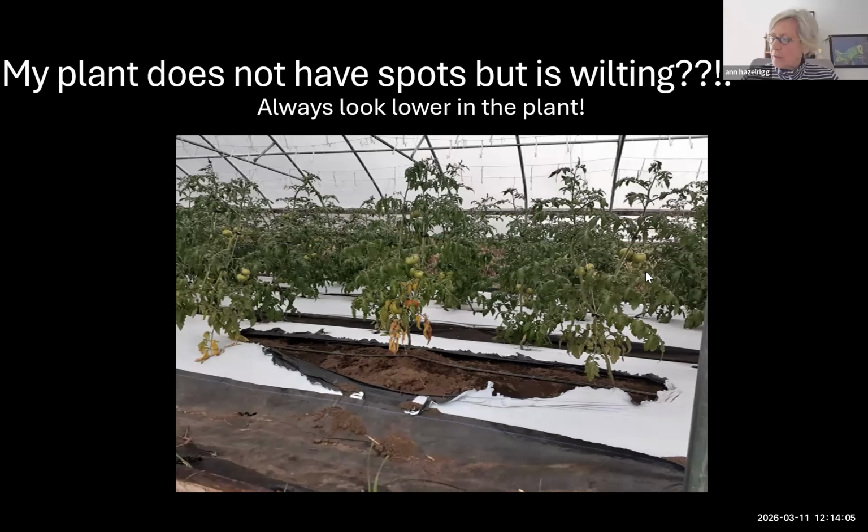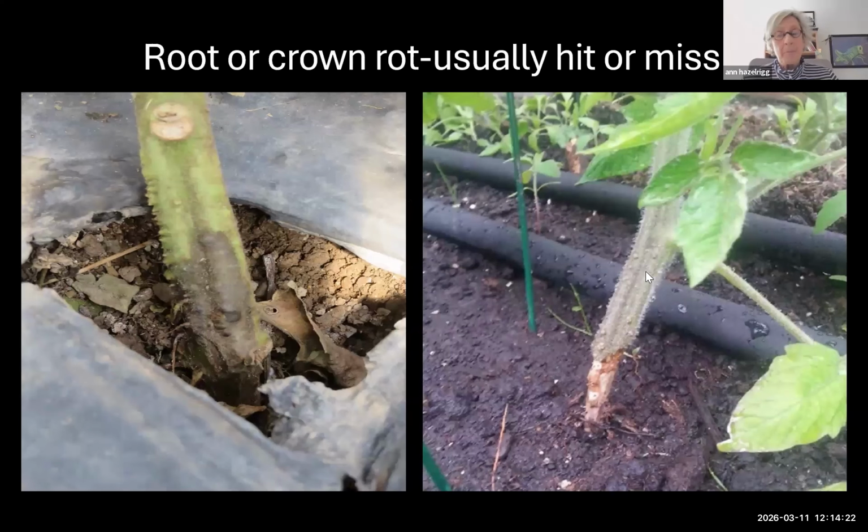Okay, so what if your plant doesn't have a leaf spot, but it's wilting? Always look lower in the plant. That's the first thing. If the whole crop is wilting, then I would suspect maybe a water issue. Make sure your emitters are working, your irrigation is working. But probably the early spring problem that we see, a hit or miss problem, maybe where the emitters are putting out too much water, or it's a lower spot in the high tunnel, is root and crown rot. In the picture on the right of the tomato, it almost looks like mice have been in there chewing away that outer bark or whatever it's called.